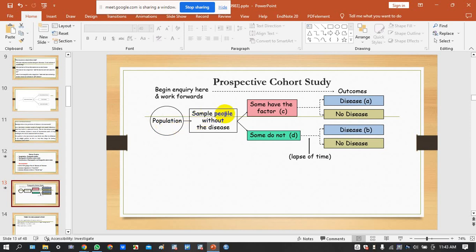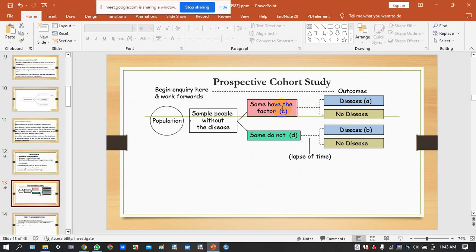So sample people without the disease. So we get the people without the disease. In a prospective study, the participants should be without the disease, so they are without the disease. Then when we follow them up, some will have the exposures or the factors or the predictors, especially if you are looking for lung cancer. The outcome of a disease is the end result.